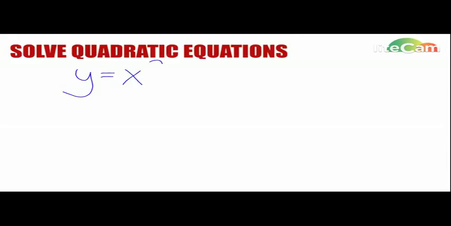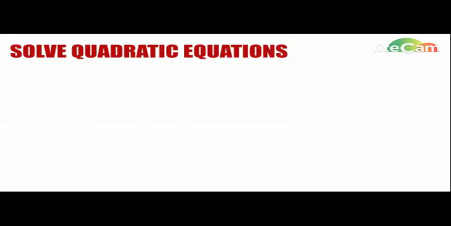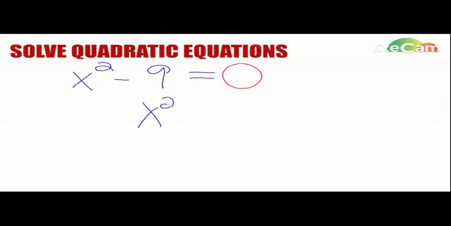What if I had x squared minus 9? You would factor that and say x minus 3, x plus 3. And then you would be able to solve, just like we just did. So let's take x squared minus 9, set it equal to 0, as if we're going to factor it, but let's do this a little different. This is called the square root method.